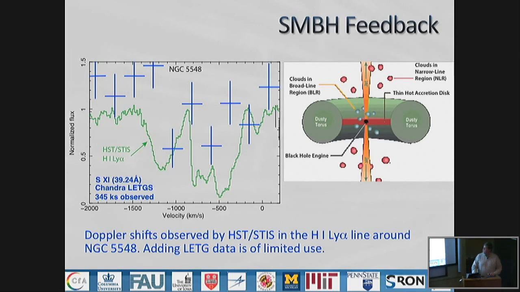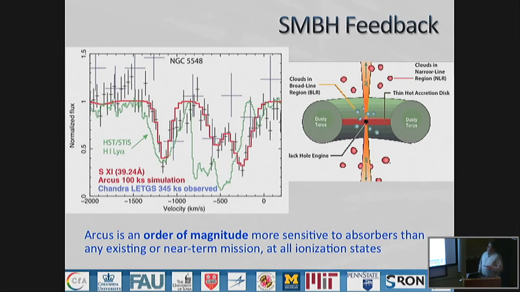What can you do with Arcus? Here is the STIS curve in green, the same LETG points. Now the black points that you can see here in the red model are a model of what Arcus might be able to see that's based on the existing STIS and LETG data. And you can see that while we're not quite there at the full STIS resolution, we're certainly at least at the point where we can say, these two clumps match up and these two clumps do not.